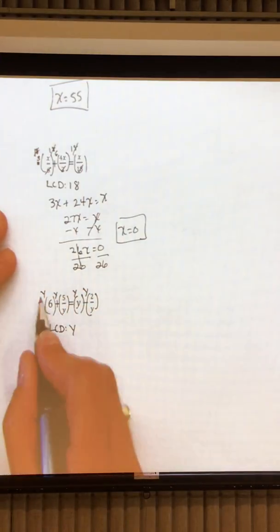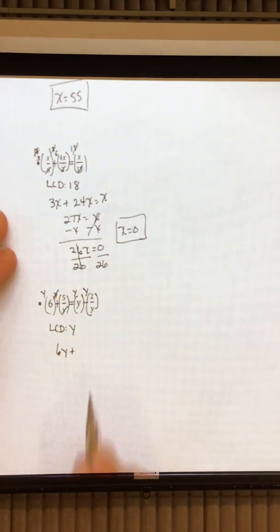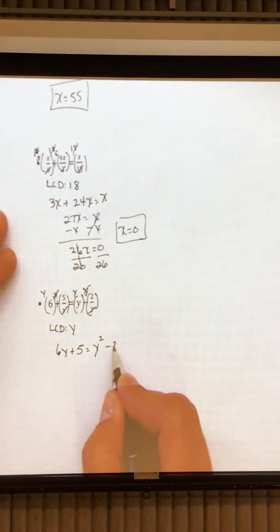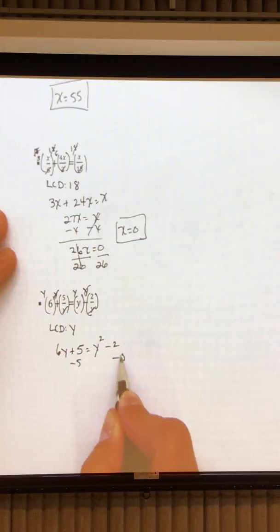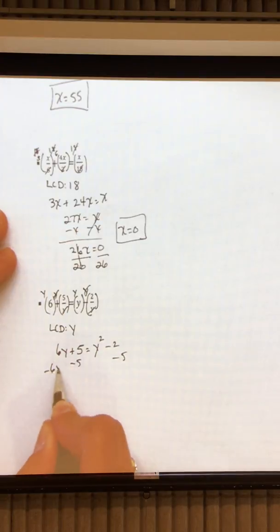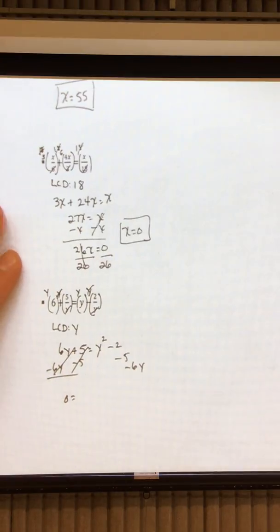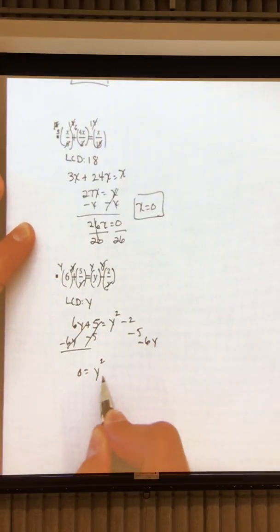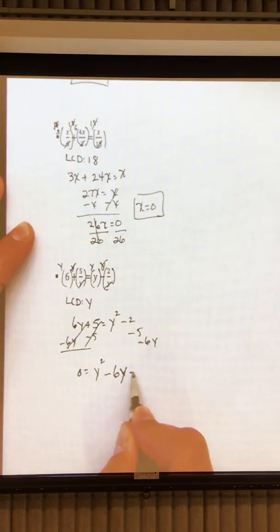So we have 6 times y, which is 6y, plus, here your y's cancel, so 5, is equal to y times y, which is y squared, and that cancels, minus 2. So let's combine like terms. Let's move the 5 over to the other side, and the 6y over to the other side as well. So we're left with 0 is equal to y squared minus 6y, negative 2 minus 5 is negative 7.